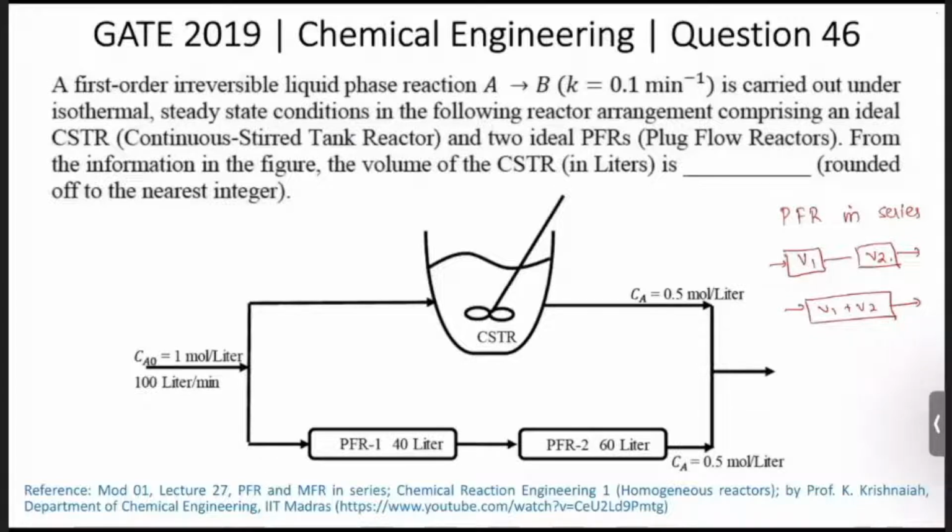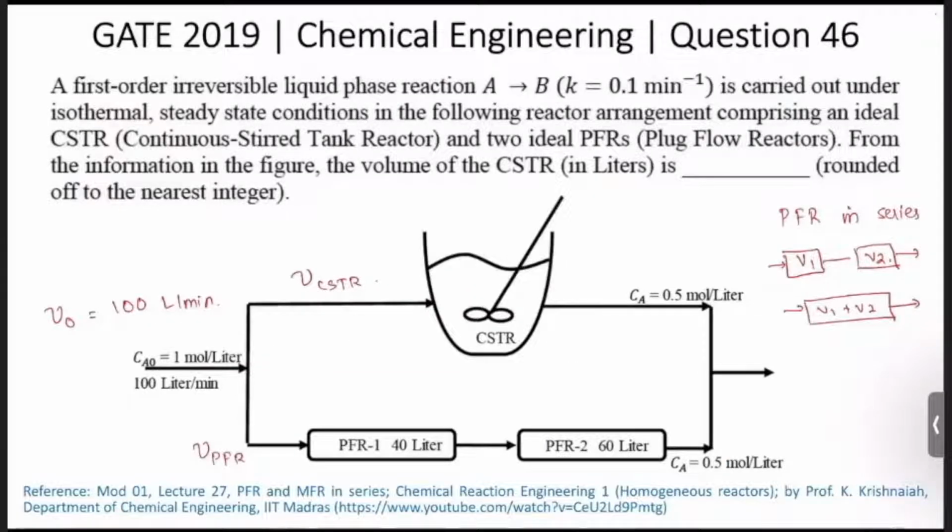Now the unknown here is basically the flow rate. They have given the total flow rate nu0 as 100 liter per minute. This total flow rate gets divided into two, let's say nu CSTR and nu PFR. We are not sure how the flow rate is getting distributed into these two streams, so that is what we need to first find here. So nu0 will be nu PFR plus nu CSTR. Now let us consider the case of PFRs in series.